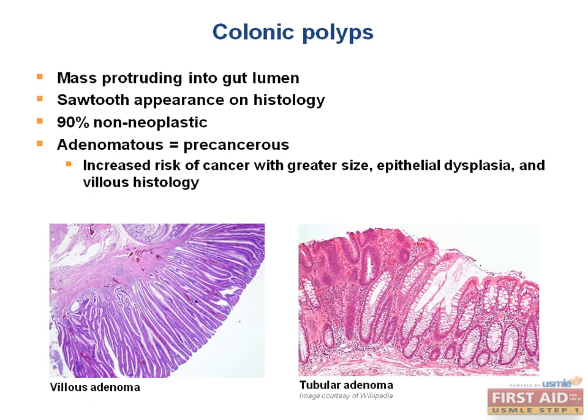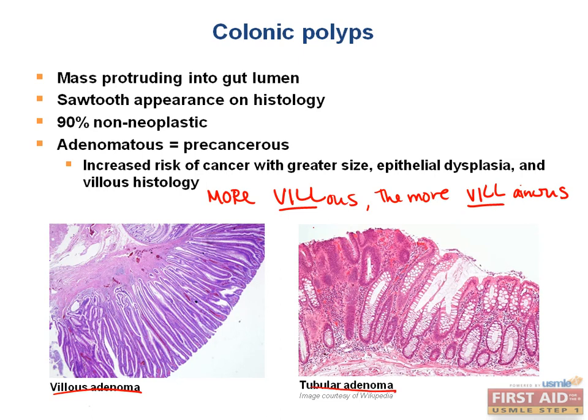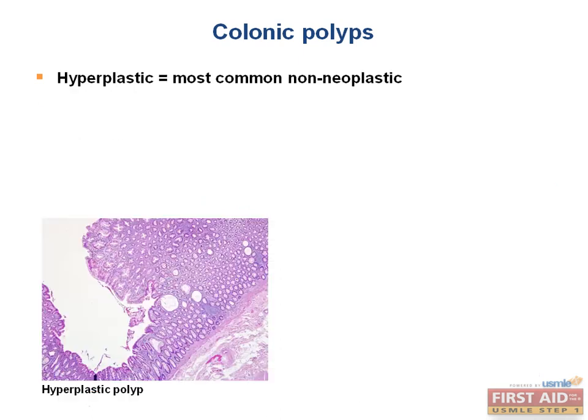A mnemonic you can use is that the more villous the polyp, the more villainous it will be because of its chance to cause cancer. Here we can see an example of a villous adenoma, and here a tubular adenoma. There are three special forms we'd also like to mention.